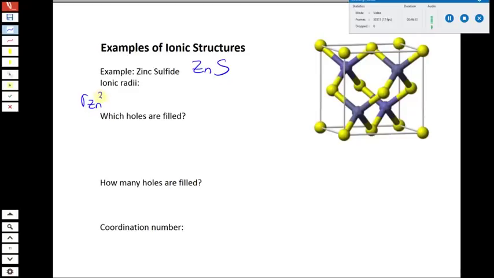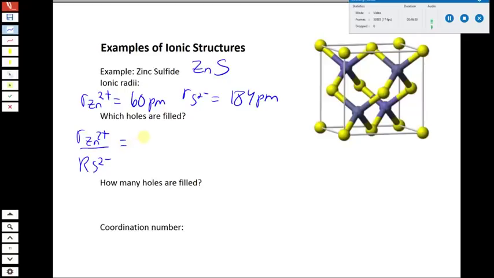So the zinc 2+ cation has a radius of 60 picometers, and the S2- anion has a radius of 184 picometers, very similar to the chloride anion that we saw earlier. They have the same number of electrons, a little bit bigger, as we would predict. So, the radius of the cation and the anion. To predict which holes are filled, we take the ratio of the two, smaller over larger, which comes out to 0.33.